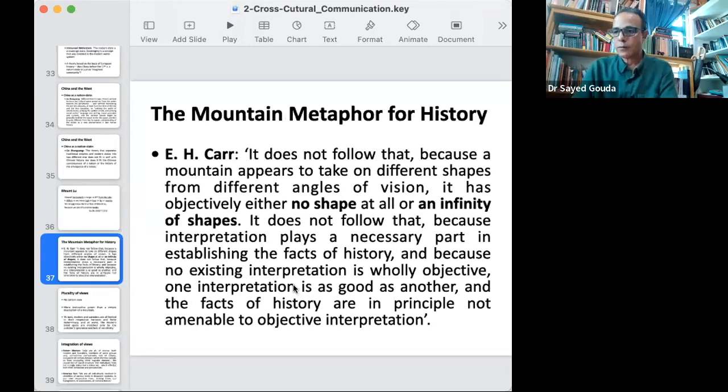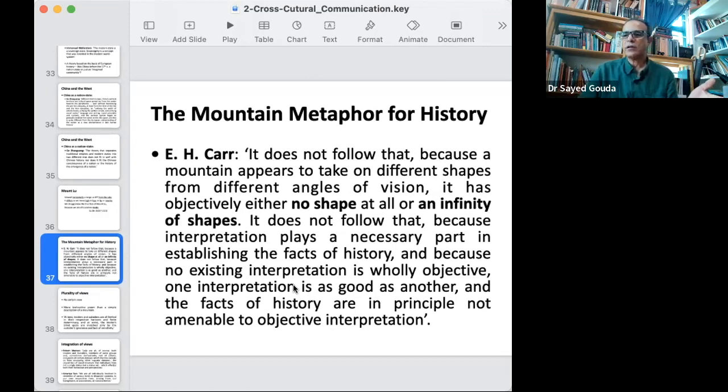E.H. Carr said that it does not follow that he would take Mount Lu as a metaphor for history, a metaphor for understanding Chinese history. So let us consider this Mount Lu as Chinese history, and ask which approach, which way to study this history, is the best. He says here, it does not follow that because a mountain appears to take on different shapes from different angles of vision, it has objectively either no shape at all or an infinity of shapes.